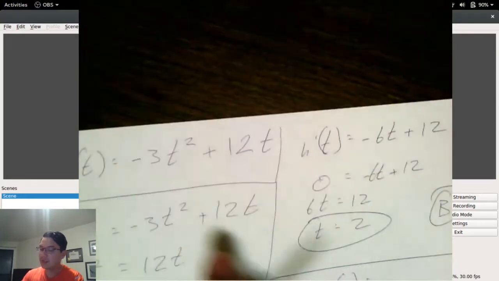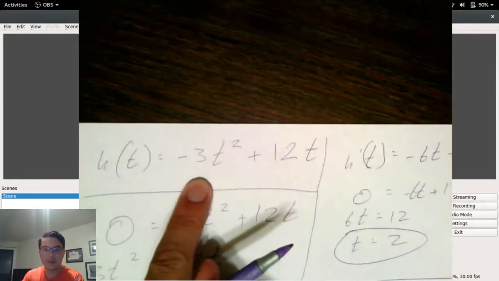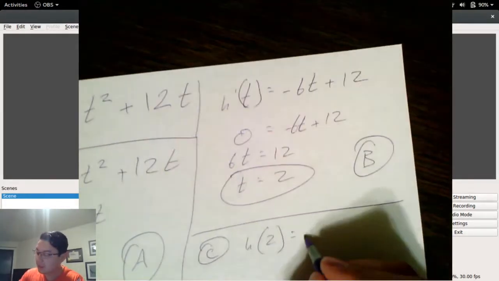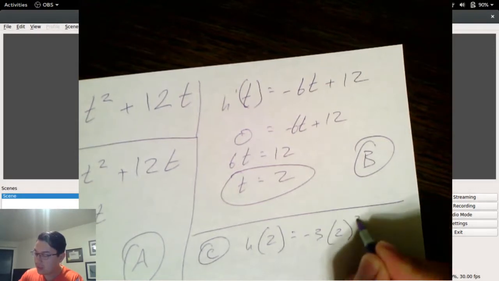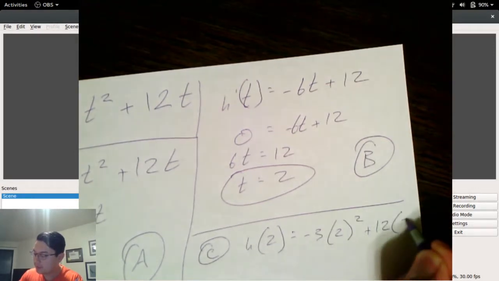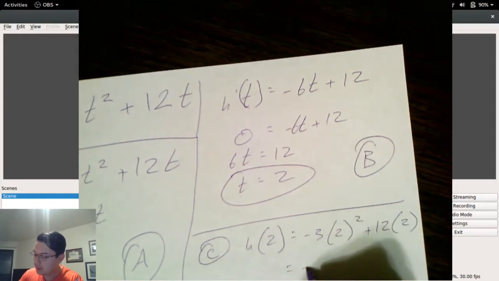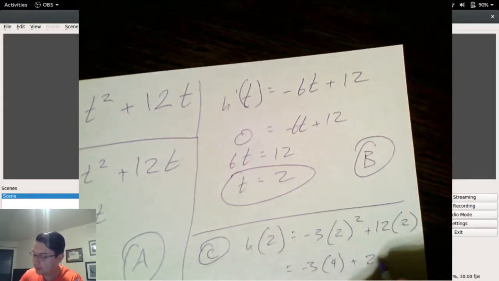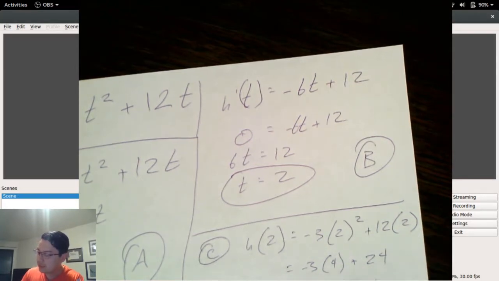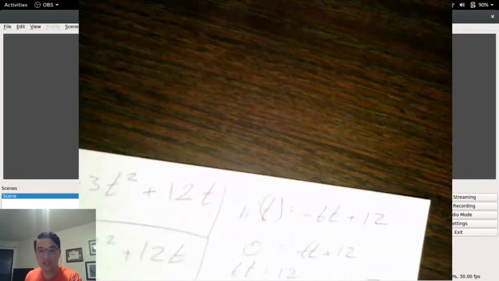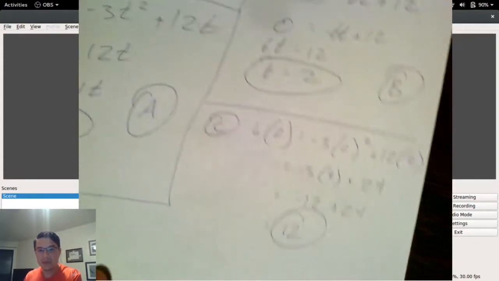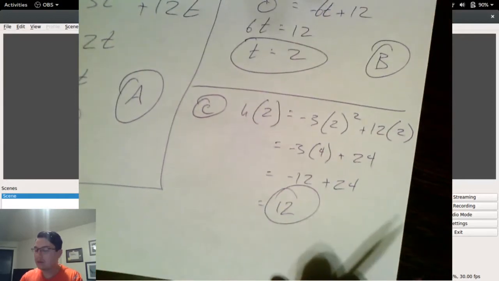So I'm going to plug in 2 into my original function here, and we'll see what we end up with. So we get negative 3 times 2 squared plus 12 times 2, which will be equal to negative 3 times 4 plus 24. So I get negative 12 plus 24 gives me a maximum height of 12, which was the answer we got from our graph.